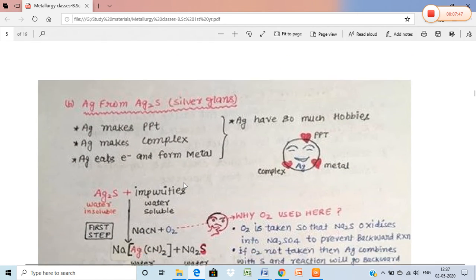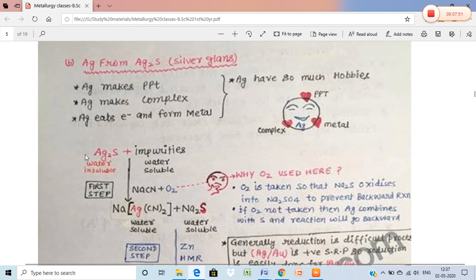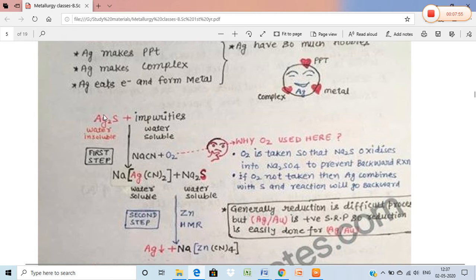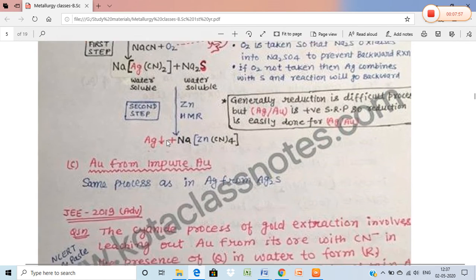Now, these all are the examples which you can go through. In case of any confusion, we can talk, or you can contact me. These all are the leaching processes.